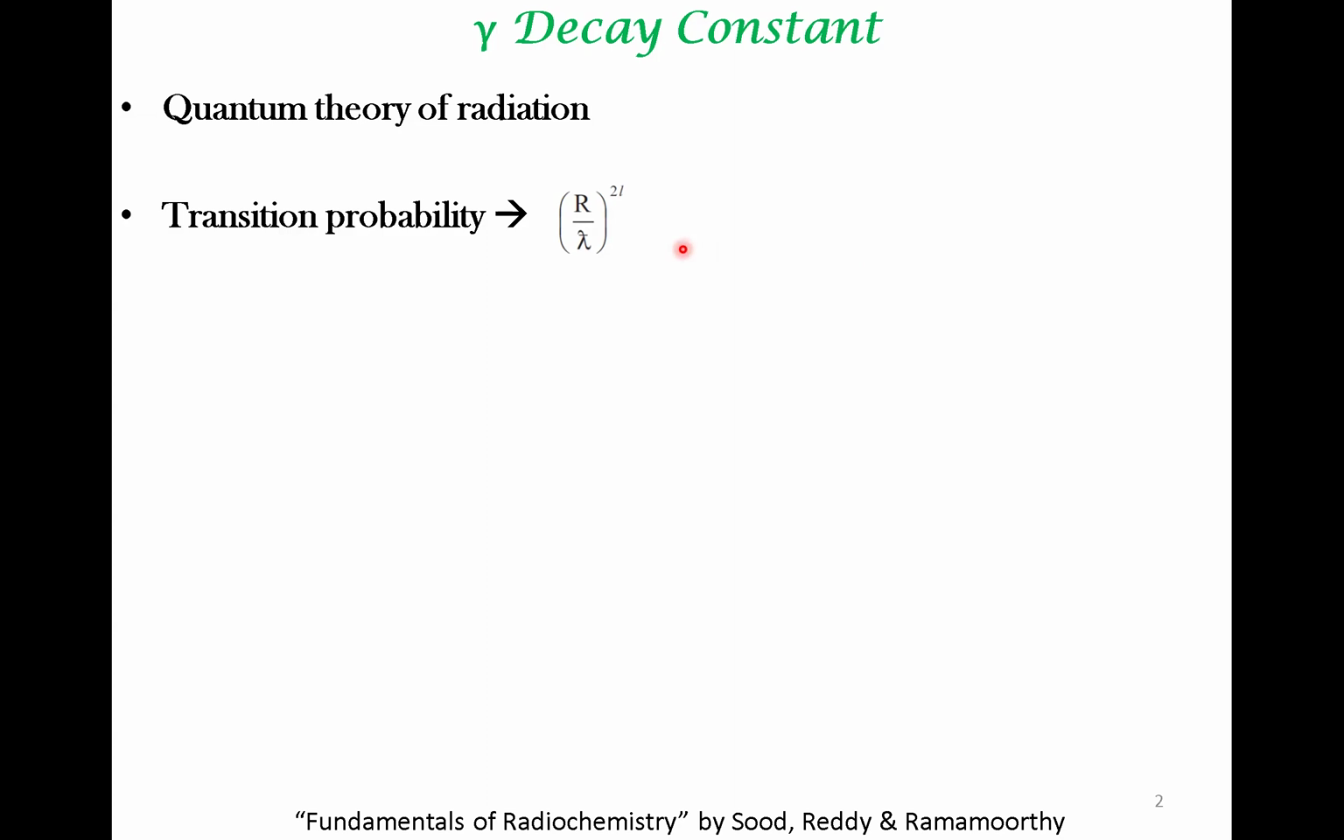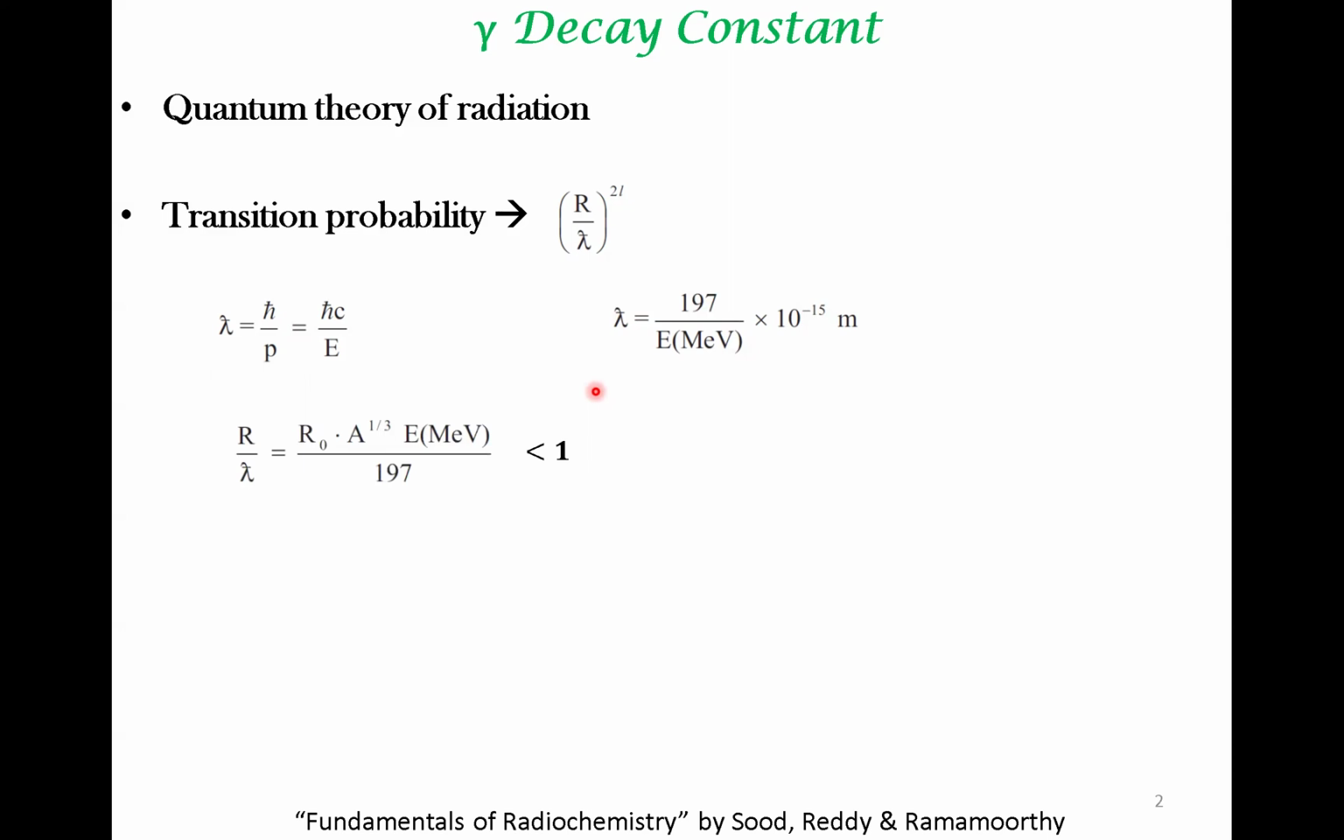It is seen that the transition probability of getting a gamma ray out depends upon the radius of the nucleus divided by the de Broglie wavelength to the power of 2L. So this L quantum number we had introduced in the last few lectures. We know the formula for de Broglie wavelength. So if you implement this, you get some such value.